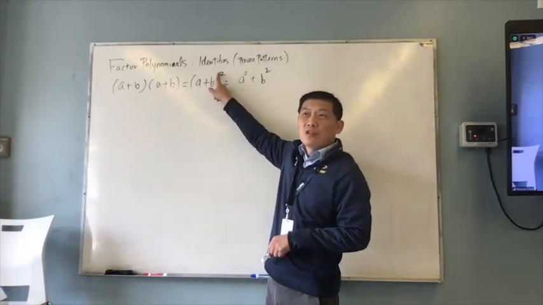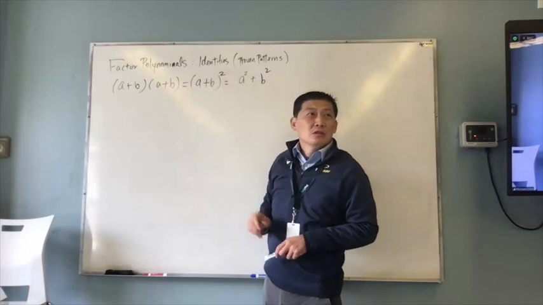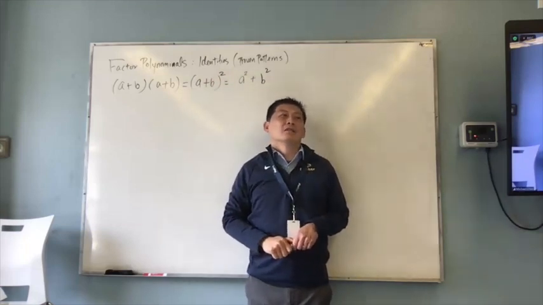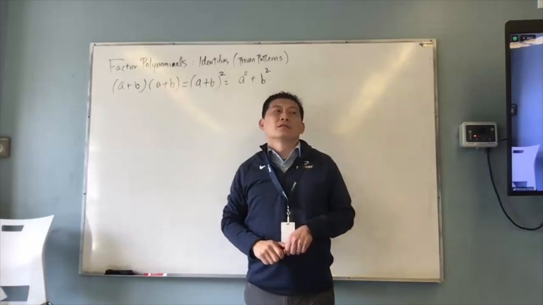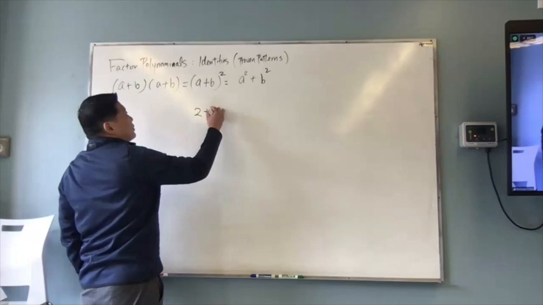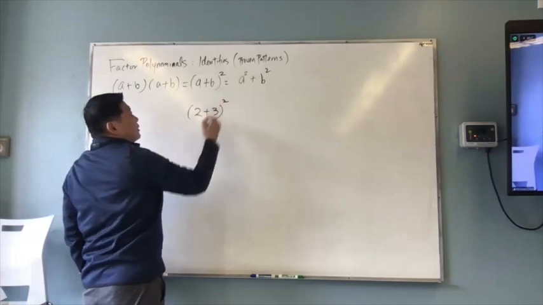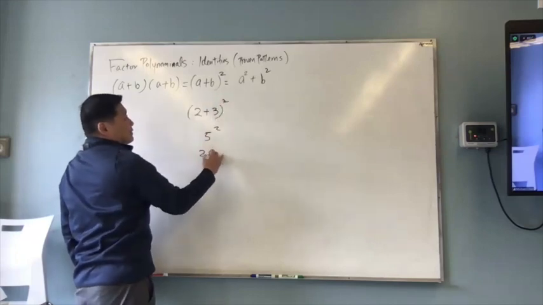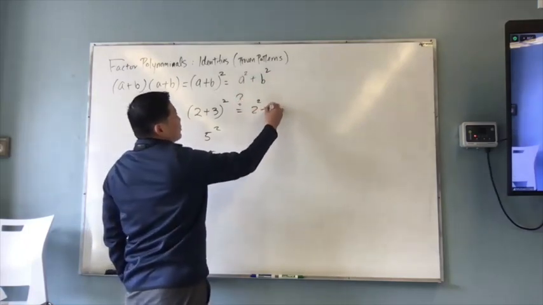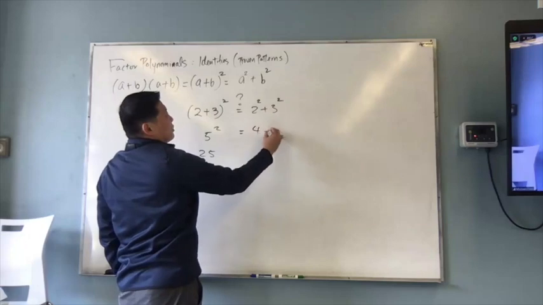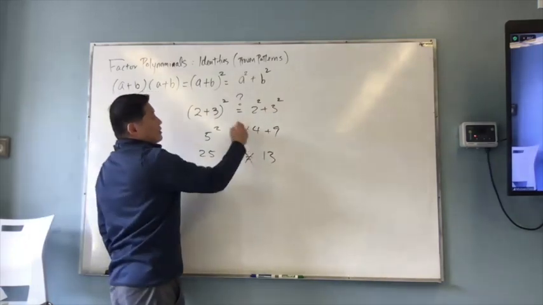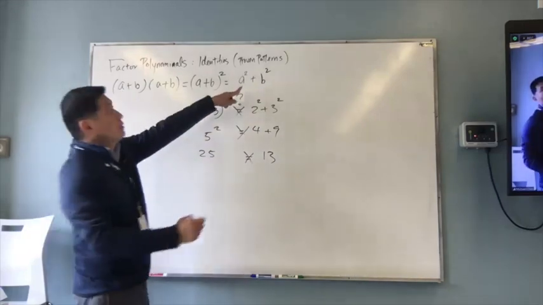Can this exponent just distribute into the parentheses? I feel like no, it can't. For example, 2 plus 3 squared is 5 squared, which is 25. But can this question mark be 2 squared plus 3 squared, which is 4 plus 9, which is 13? No, it can't be. So we can't do that.